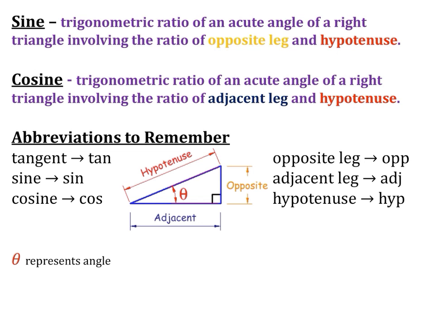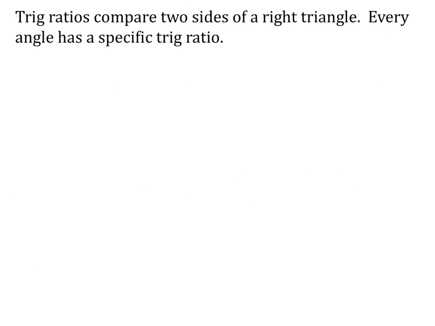And then just to refresh your memory on our abbreviations, we must remember, here they are one more time. So take a moment to jot them down in your notes. Our trig ratios compare two sides of a right triangle, and every acute angle has a specific trig ratio. In other words, we will never use our right angle.